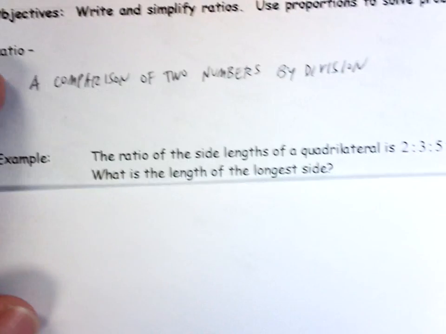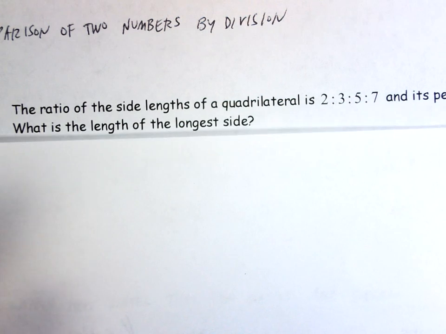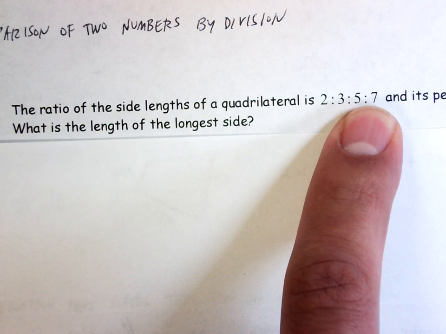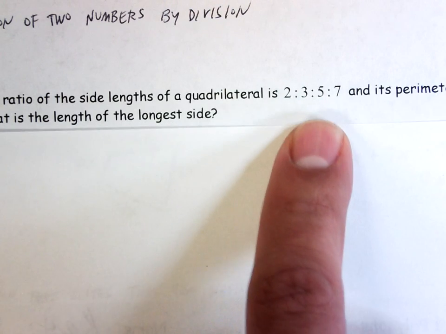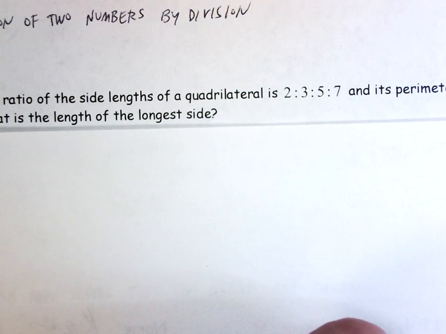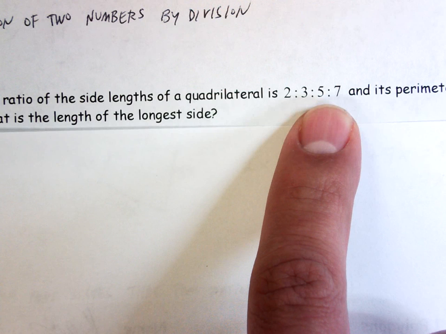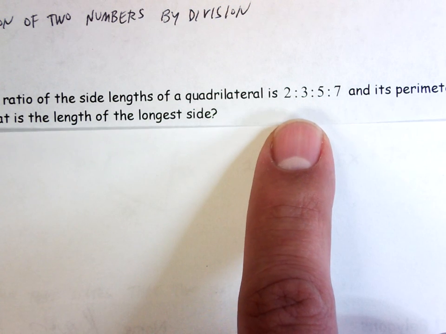We've done one like this before, dealing with angle measures. The ratio of the side lengths of a quadrilateral is 2, 3, 5, 7. Again, these are not the actual side lengths, it's the ratio of the side lengths. And they're telling us the perimeter is 85 feet. So all they did was take the actual side lengths, divide them all by the same number, and basically simplify it, dividing everything by that same common factor, and now I have 2, 3, 5, and 7.